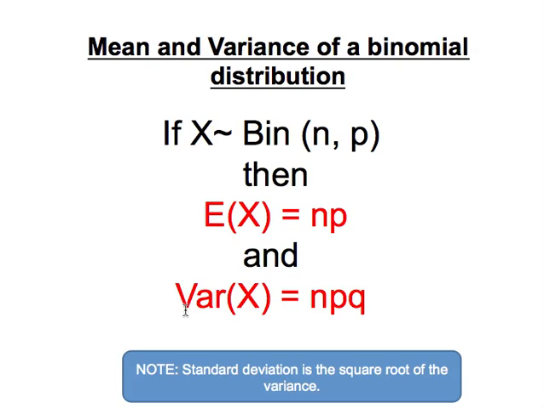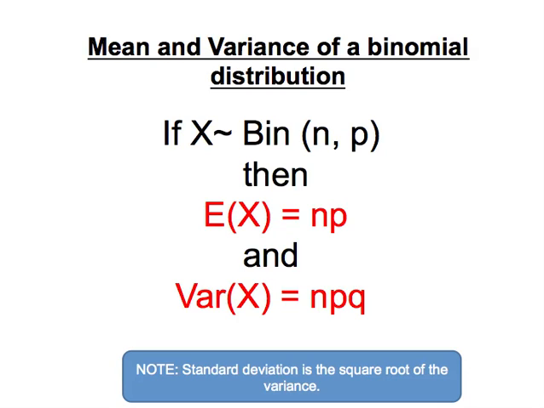Now, the mean and the variance of a binomial distribution. If x is binomially distributed with parameters n and p, then the mean, or the expected value, or expectation, is equal to n times p, whatever the value of n is times p. And the variance is n times p times q. And if the variance is n times p times q, then the standard deviation is the square root of n times p times q.